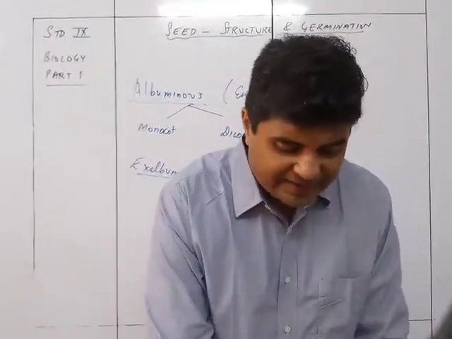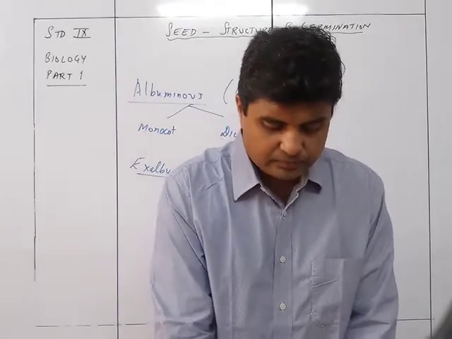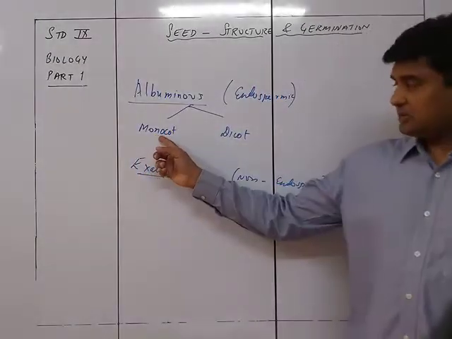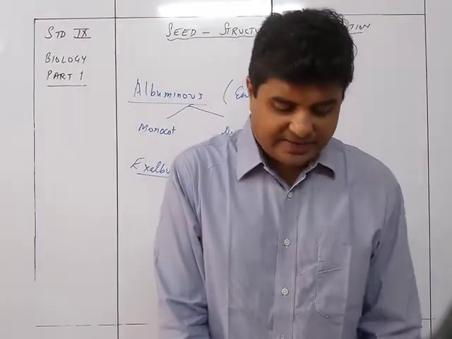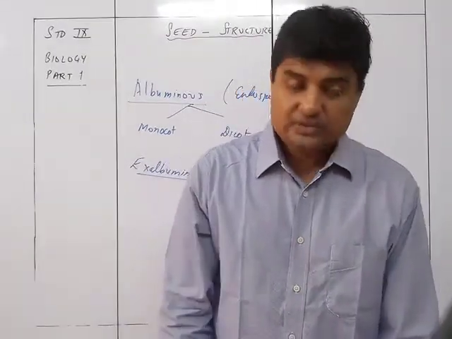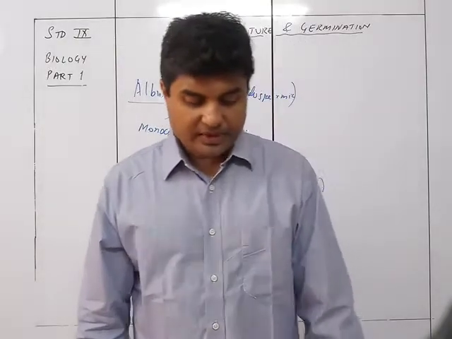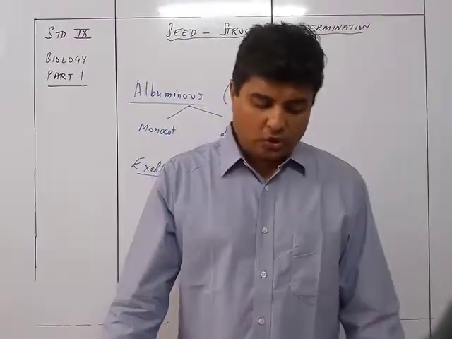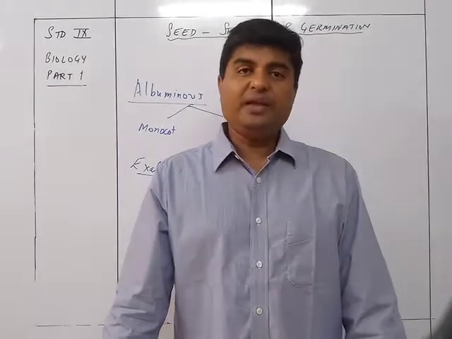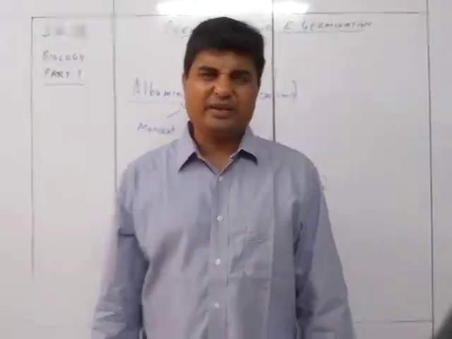So broadly the seeds are of two kinds, monocotyledonous and dicotyledonous. Monocotyledonous seeds contain one cotyledon, that is one seed leaf, like maize, grass, etc. And dicotyledonous seeds contain two cotyledons, like pea, gram, beans, etc. You can see that very well.